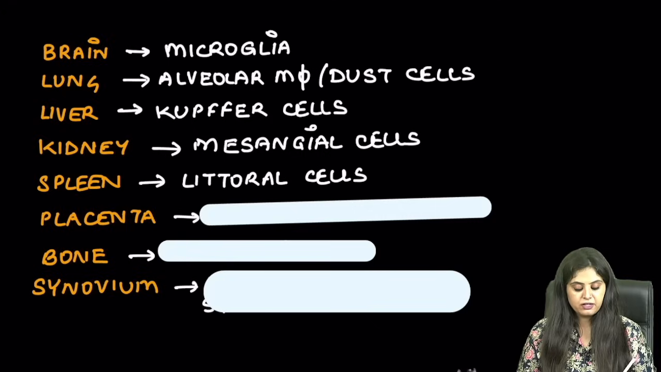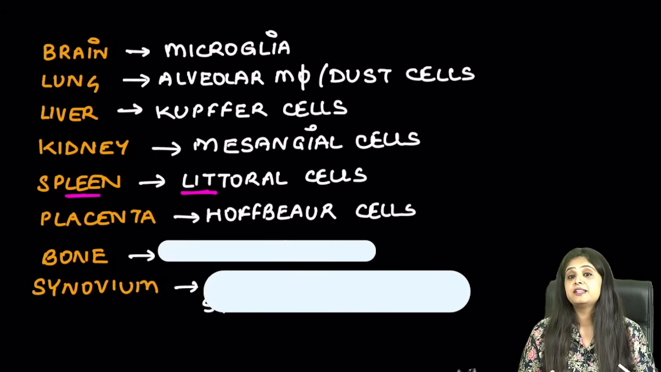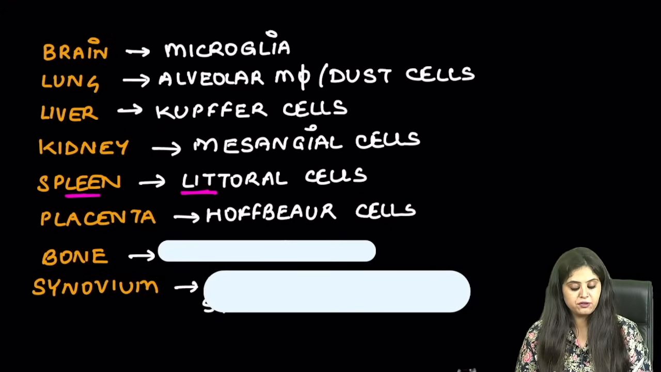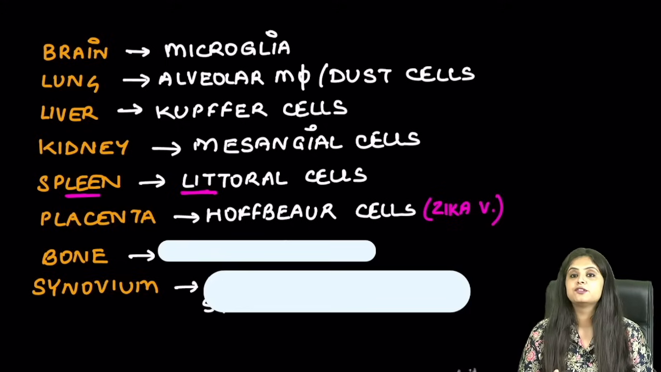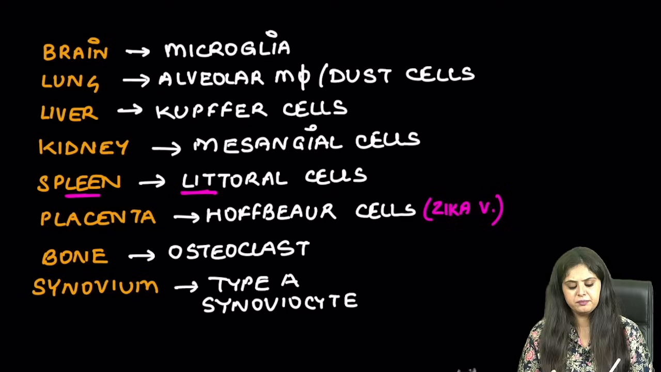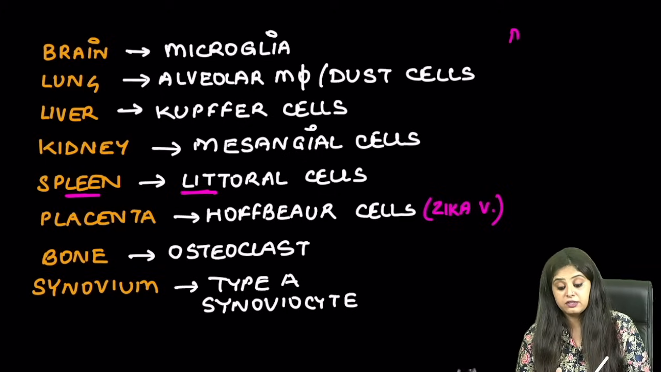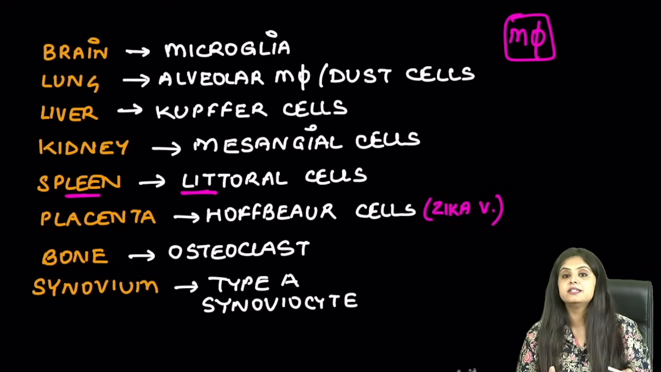In the spleen, we had always learnt it as spleen, LE, so that is going to be littoral cells. The placenta is very important, that is going to be the Hofbauer cells, and there is one virus which goes and attacks the Hofbauer cells when the mother is pregnant, and that is going to be the Zika virus, which has been a previous year question also. In the bone, the macrophages are known as osteoclasts, and in the synovium, they are known as the type A synoviocytes. So these are all the macrophages that could come as match the following in the exam.